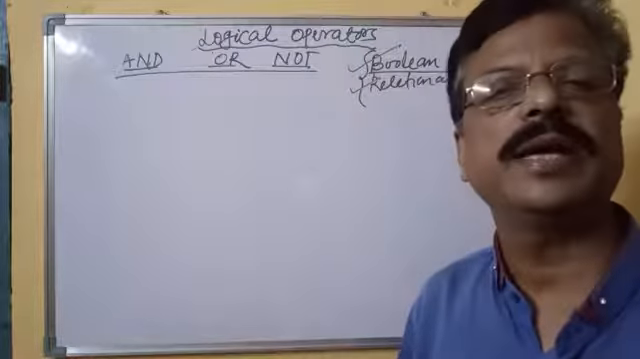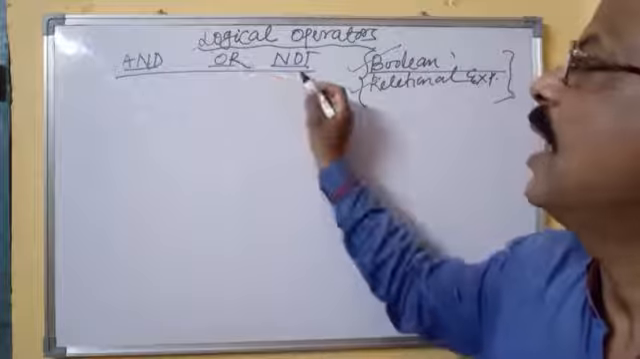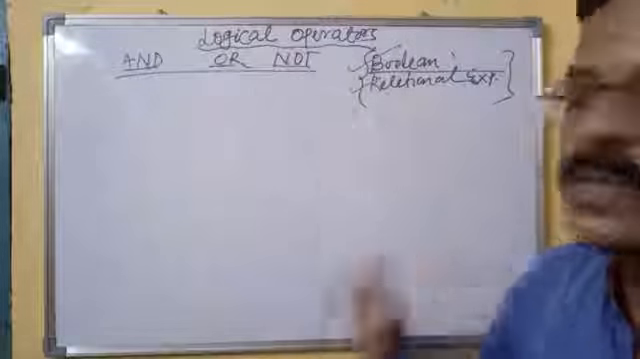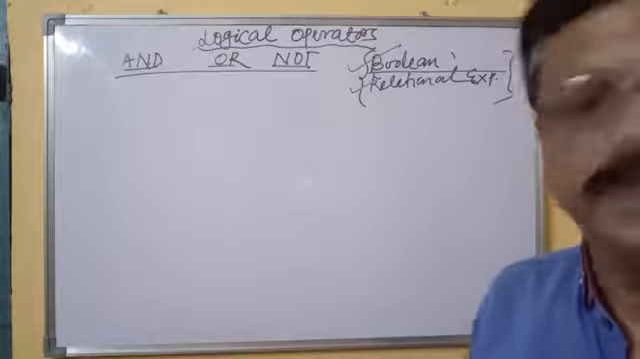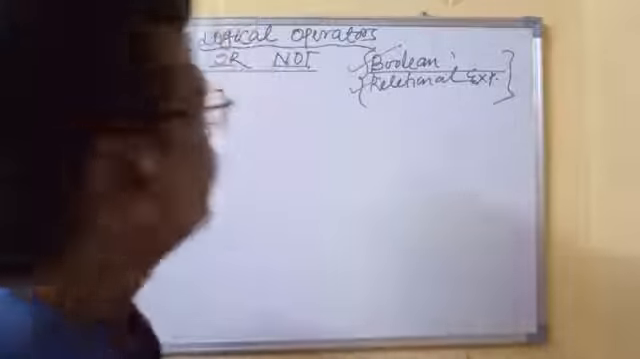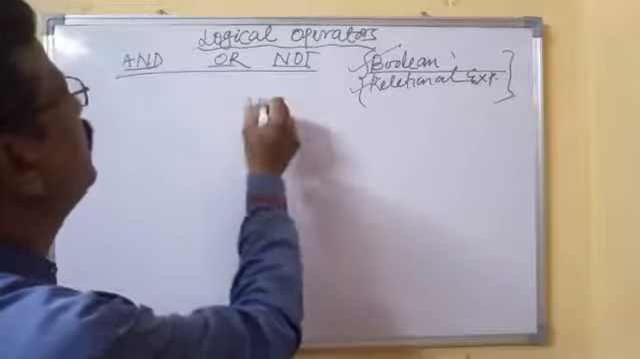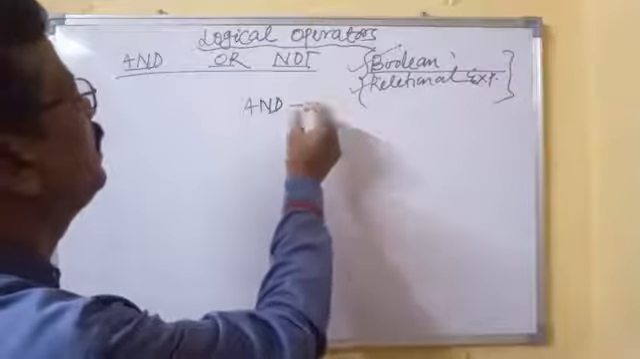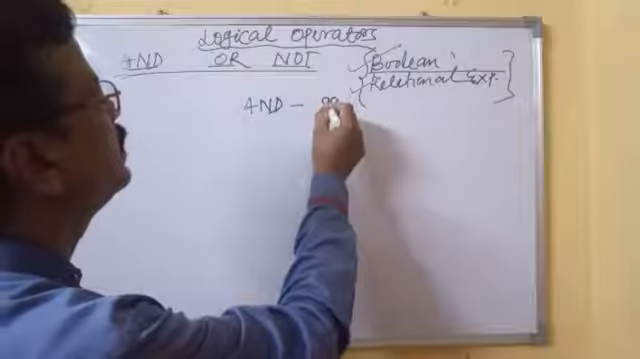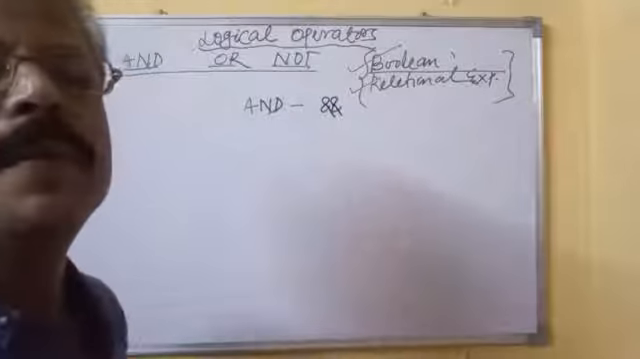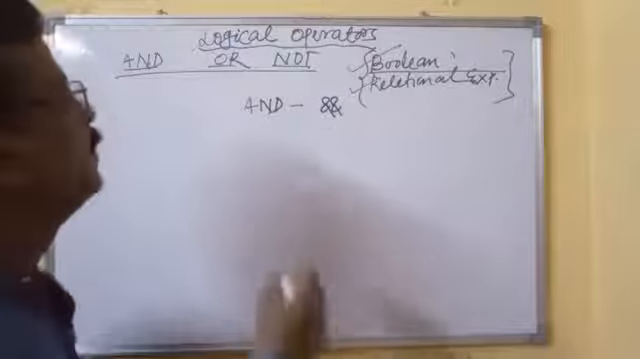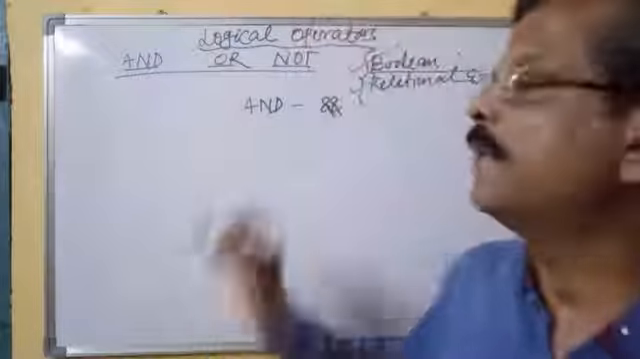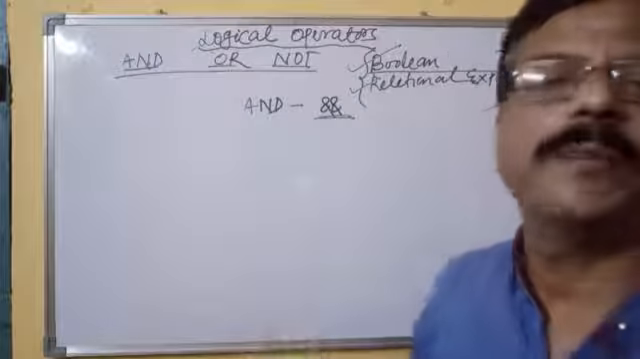So we will discuss here AND logical, OR logical, and NOT logical: the AND logical operator, the OR logical operator, and the NOT logical operator. First of all, we will see the AND logical operator. When you write the symbol, we write two ampersand signs. Remember, two ampersand signs you have to use. In the expression you will not write the word AND; you will write two ampersand signs. That means it is an AND operator.